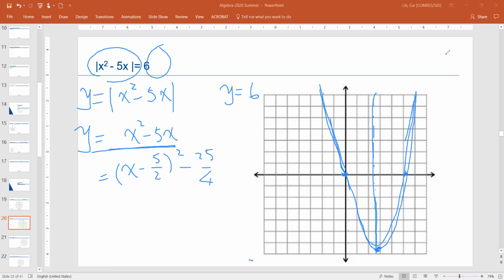Yeah, almost done. Okay, so after absolute value, the part under the x-axis will be moved up, right? So this time, with the absolute value, it became this here.